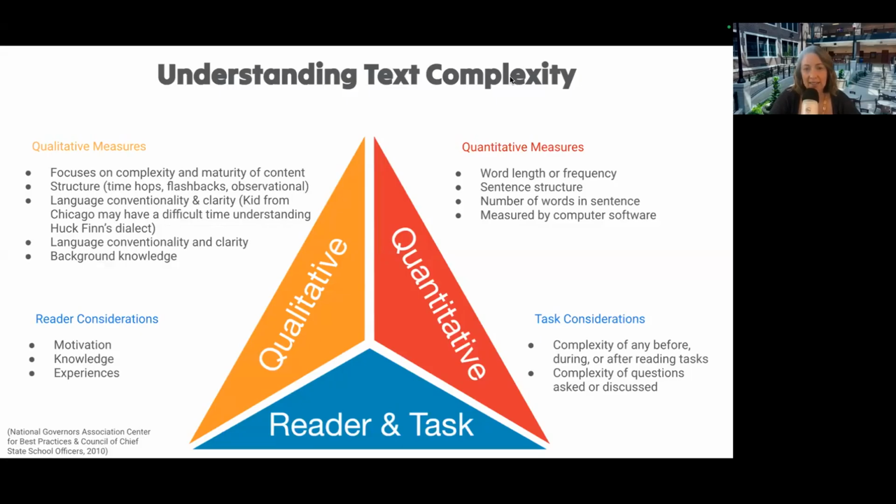The reader and task considerations, which is the third part of the triangle or the third leg of the stool, is equally important.